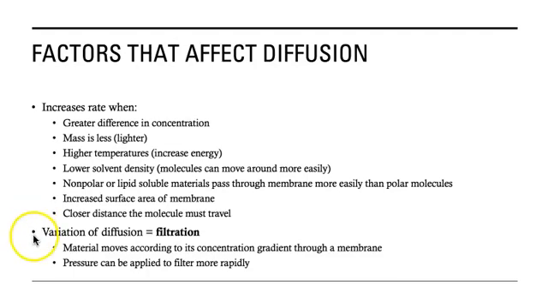We also have this variation of diffusion called filtration, and this is when we are going to have that material move across the concentration gradient through a membrane, so essentially some type of filter that is going to block some substances out but allow others to pass through, and typically there can be a pressure that is applied in order for this to filter much more quickly. And we see this a lot within the kidneys.